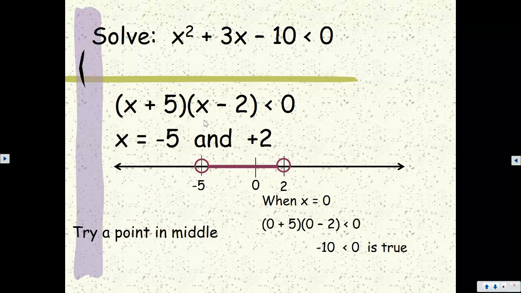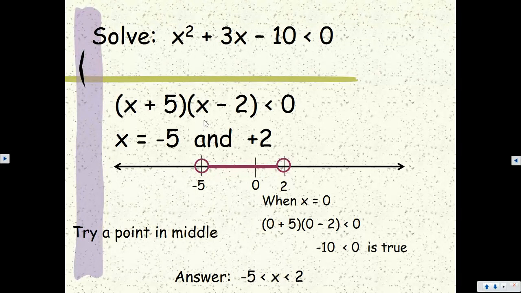So what I'm going to have is this shaded in between -5 and +2. Right? Shading in means all the points between -5 and +2, but not including -5 and +2. The way we'd write that out symbolically would be like this. -5 is less than x, which is less than 2.